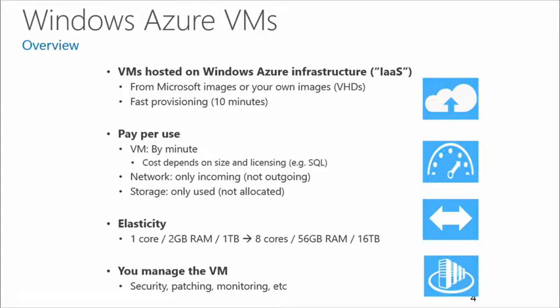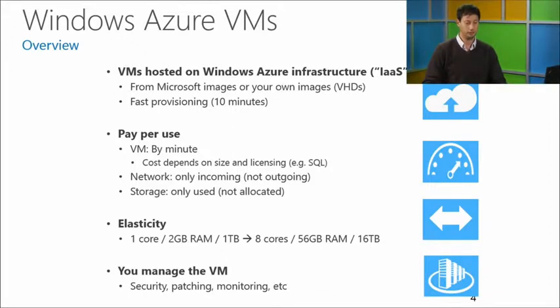Okay, awesome. In terms of the network, you only pay for outgoing traffic, not incoming. You only pay for the storage that you use. So even if you allocate multiple terabytes of space, for example, for your virtual machine, you only pay for the space that you actually use in those machines.